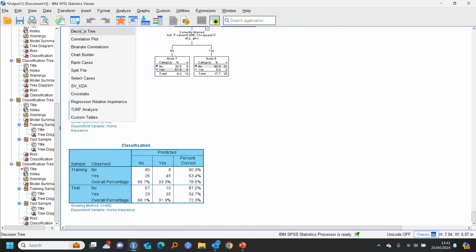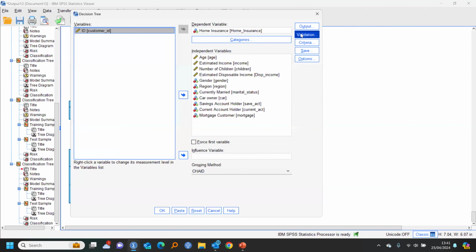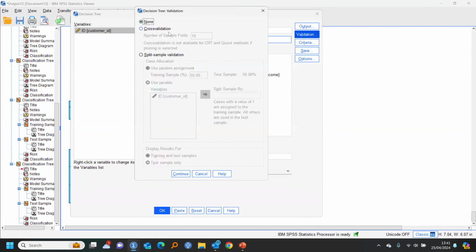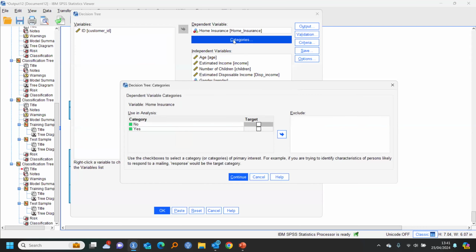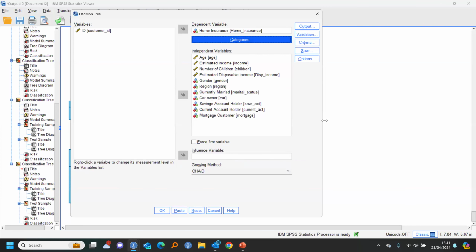So let's look at that. I'm just going to click back here to validation. I'm going to switch off the validation and say, no, let's just go back to building the whole tree. And what I'm going to do is click on categories up here. If I click on categories, I can identify that the key category is the yes group in home insurance. That's my target category within the target variable, the target within the target. These are the groups I'm really interested in, and that will produce extra output for us.